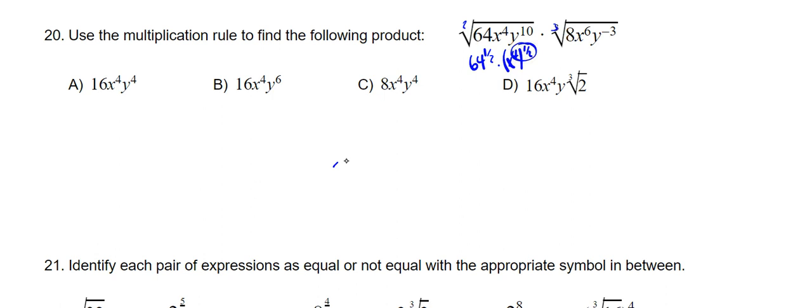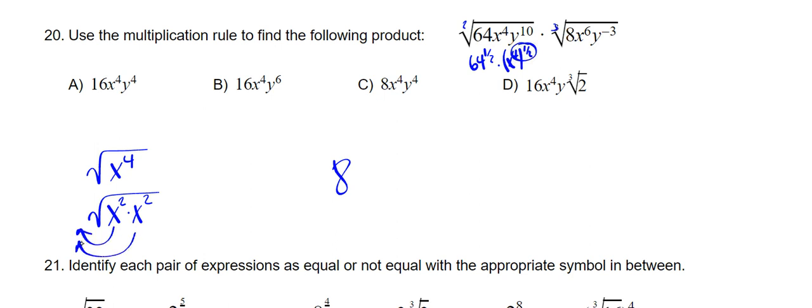The square root of 64 is 8. The square root of x to the 4th, well, that's just x squared times x squared. And remember, the square root of x squared is x. So one x comes out, another x comes out. That's x squared. And then we have y to the 10th. Well, 10 divided by 2 is 5, so I can take out 5 pairs of y's and get a y to the 5th.